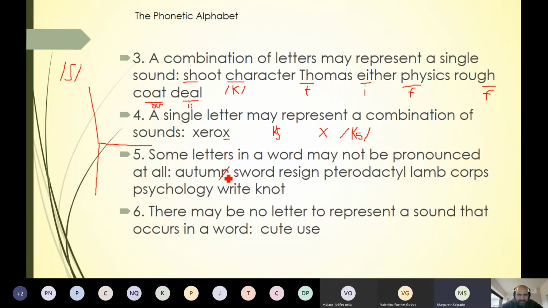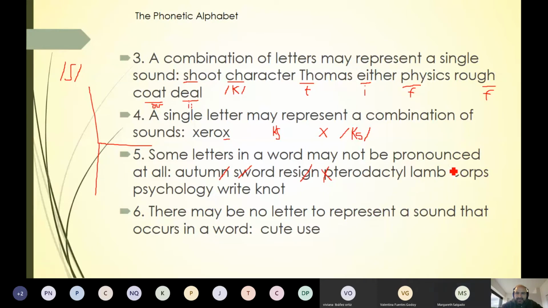Is it the M or the N? Atom. The N is not pronounced. Okay. What about this one? It's sword, actually. Sword. So this one is not pronounced? No. Okay. What about this one? Resigned. So I guess this one? Yes. Okay. And the following, which one is not pronounced? P. Okay. And the next one?